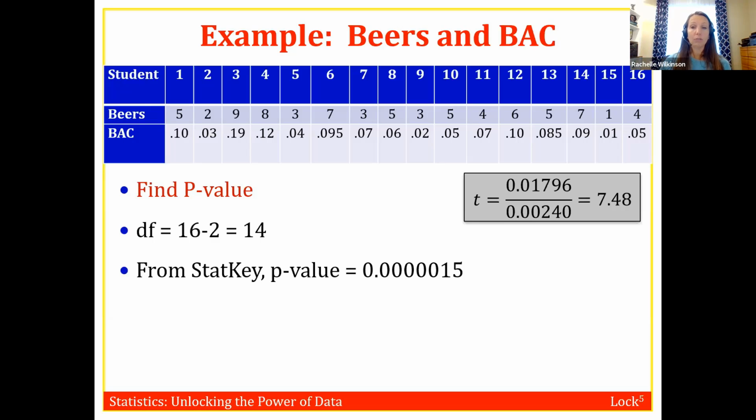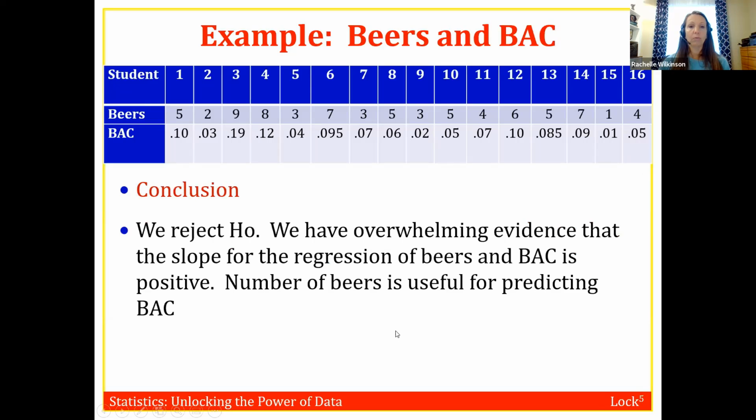So now I'm ready to draw conclusions based on my hypothesis test. That p-value is really, really, really low. And when p is low, then H0 must go. So I'm going to reject the null hypothesis because we have lots of evidence that the slope for regression is positive. Or in other words, that number of beers is useful for predicting blood alcohol content.